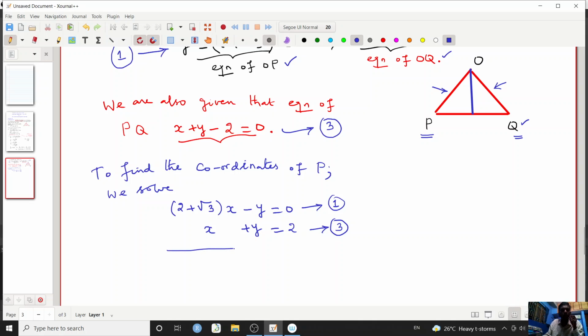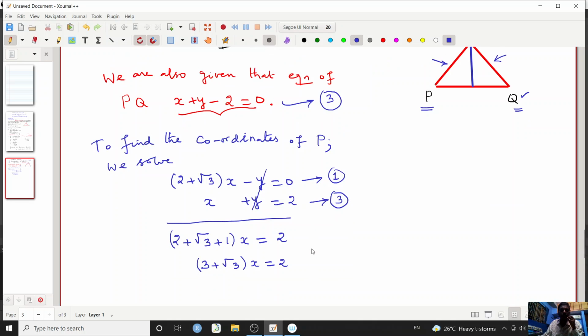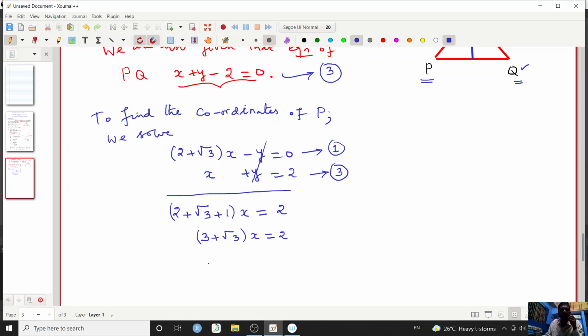You simply add these two. When you add them, y gets cancelled. In that case, what you will have is (2 + root 3 + 1) times x is equal to 2. Now this is 3 + root 3, so (3 + root 3) times x is equal to 2. Therefore, x is equal to 2 over 3 + root 3.